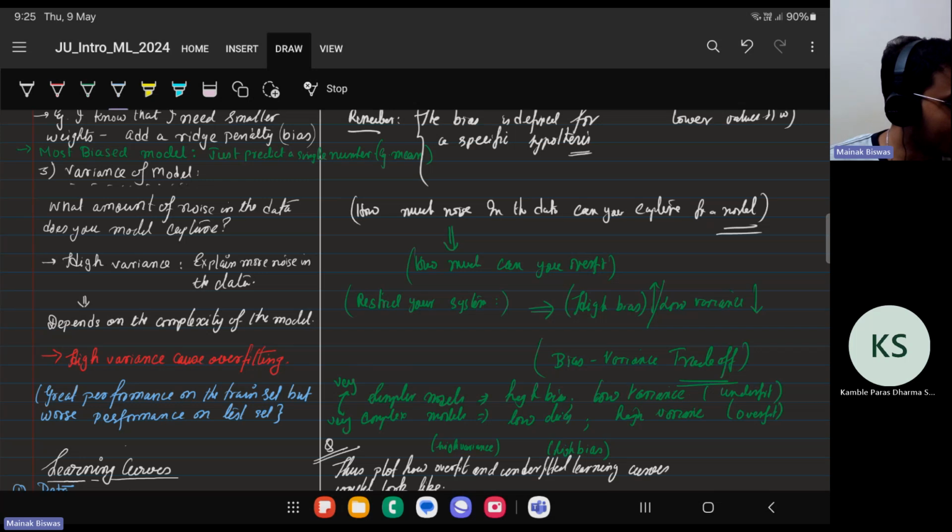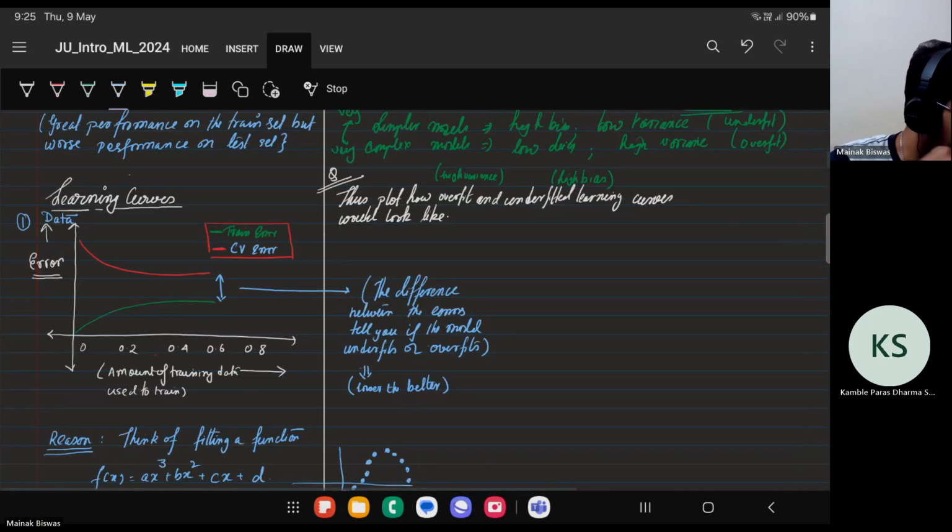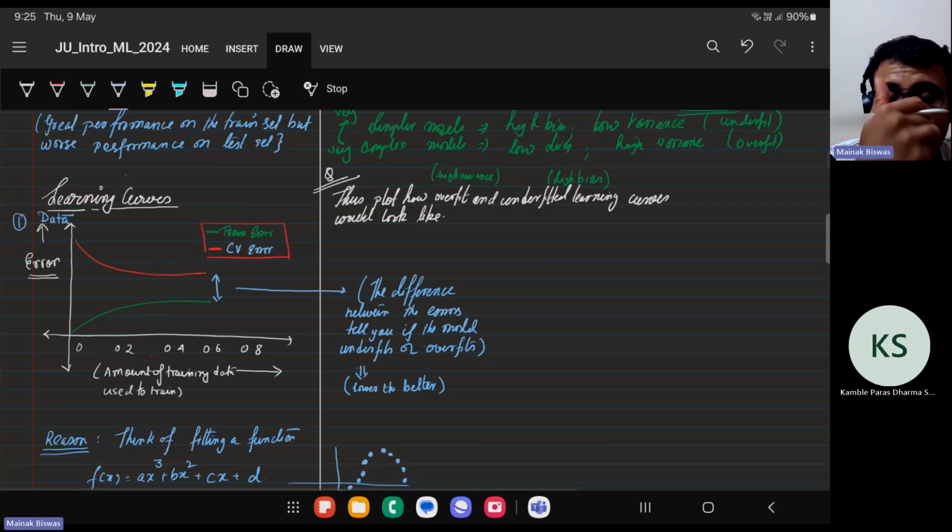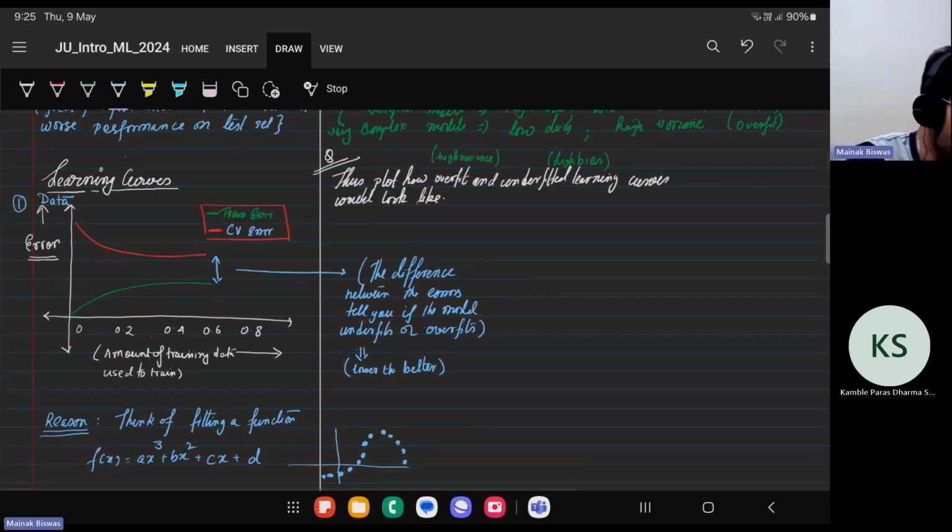To do that, we generally do something called a learning curve. Okay. So a learning curve tells you if a model is overfitting or not. So let us start with this example. Say you have this data, right? Say you have a data set like this that you want to fit using linear regression. Right?